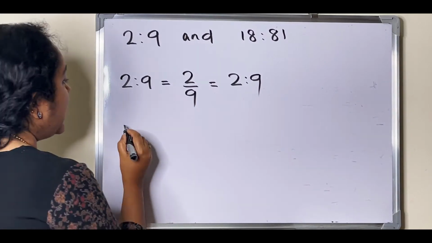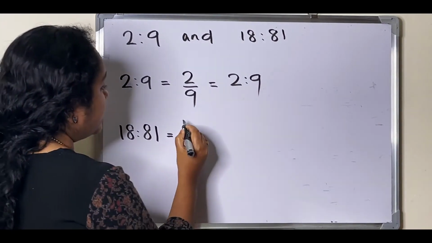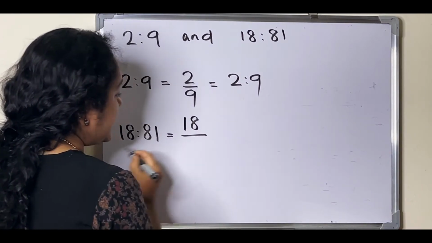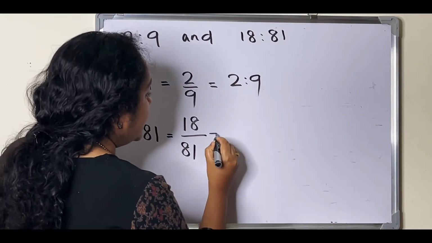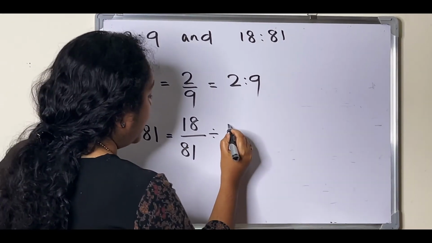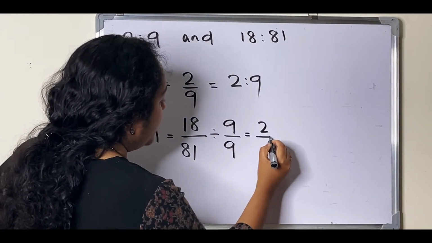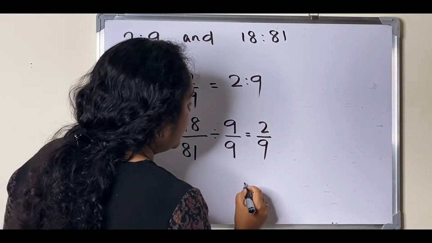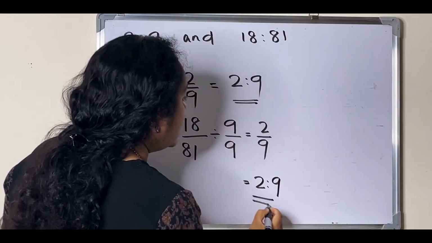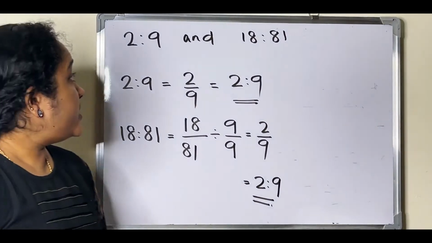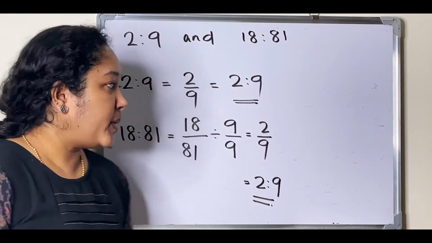Next number is 18:81. 18:81 can be written as 18 by 81, and 18 by 81 is divided by both 9 by 9. We get 2 by 9, and the ratio is 2:9. So 2:9 and 18:81 are in proportion.